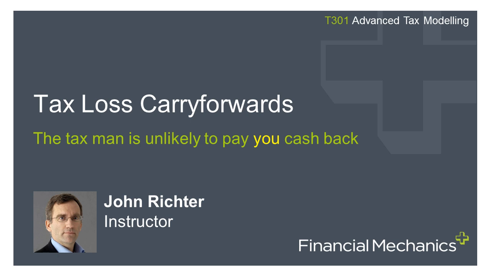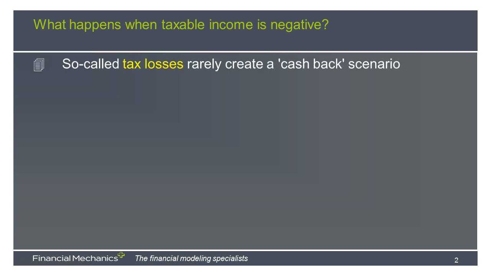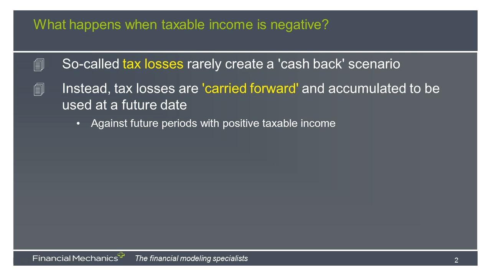So we start with that basic question: what does happen when taxable income is negative? Those so-called tax losses, which is any period of time in which we have negative taxable income, so we're generating tax losses in the current period, as I've noted, rarely create a cash back scenario. What does tend to happen is that the tax man allows us to carry those forward, accumulate them in a balance, and hopefully use them at a future date, applying against circumstances and periods where we have positive taxable income.